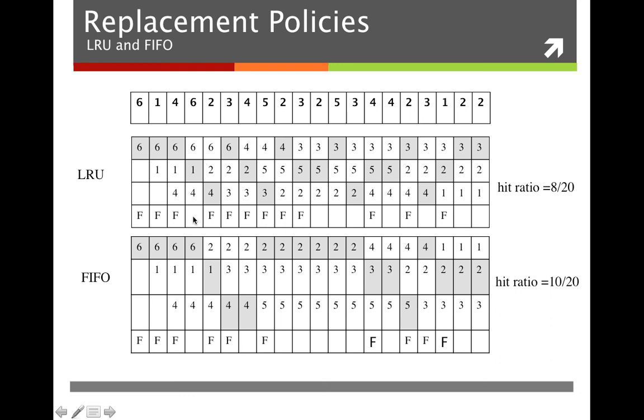So we count the blank cells: 1, 2, 3, 4, 5, 6, 7, 8. So the hit ratio is 8 out of 20 requests. First in, first out is what comes in first goes out first.